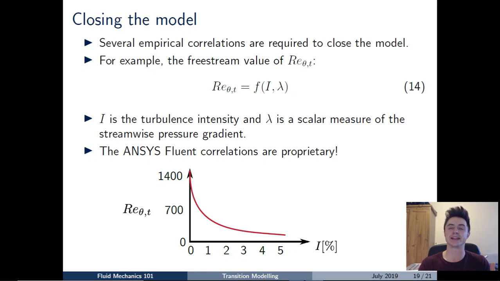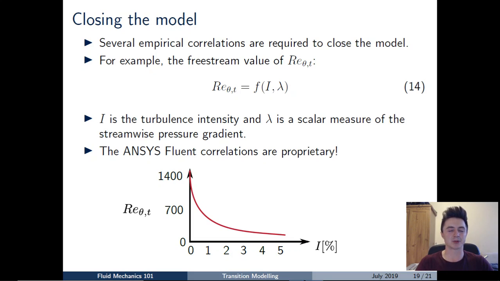So remember, Re-theta t is just a measure of the distance from the leading edge up to the point where transition occurs, and we can see in the graph that as the turbulence intensity increases, that distance reduces. And there are several of these correlations and bits of experimental data which you can find in the papers and in the user manuals, and I'll link those in the description to this video as well, so you can have a look if you want to see in a bit more detail.